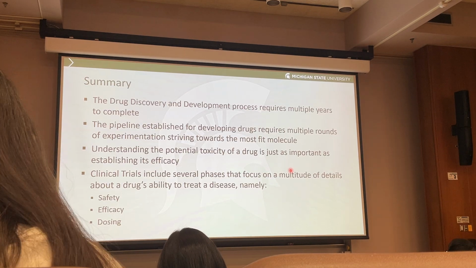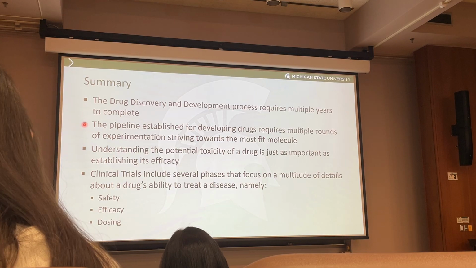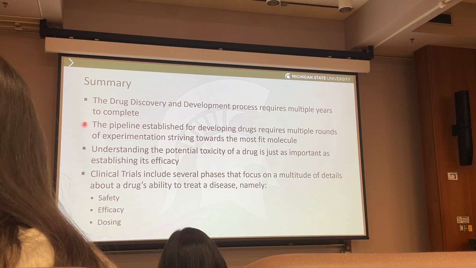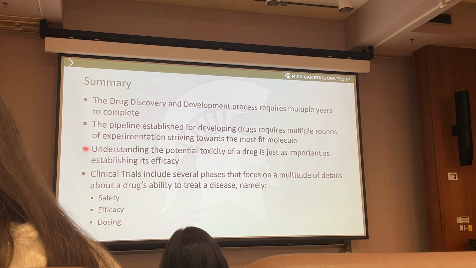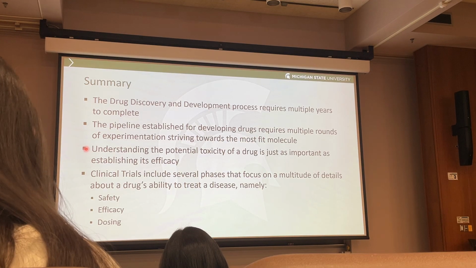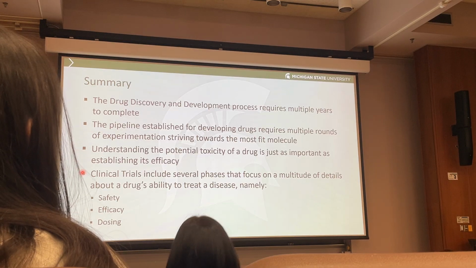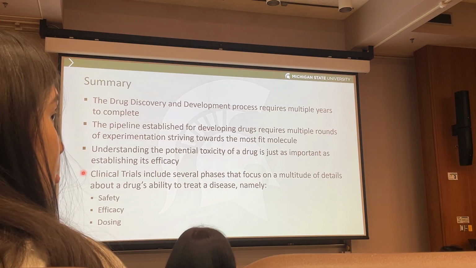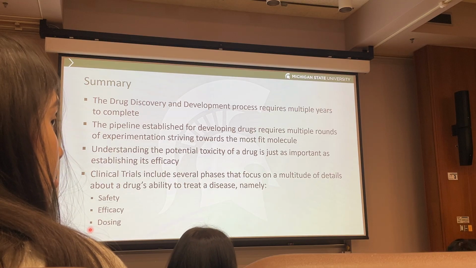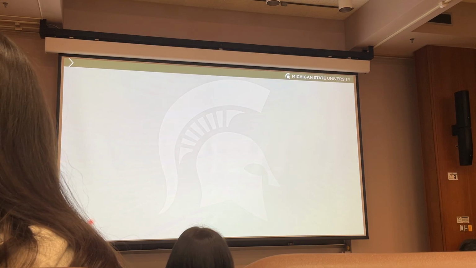Quick summary: drug discovery and development take lots of years. A pipeline is used for developing the drugs through multiple rounds of experimentation. Understanding the toxicity or potential toxicity of the drug is just as important as establishing its efficacy. And clinical trials happen in several phases where you evaluate a lot of endpoints, but most specifically, safety, efficacy, and dosing of the drug are focused on. And that's what I wanted to tell you today.